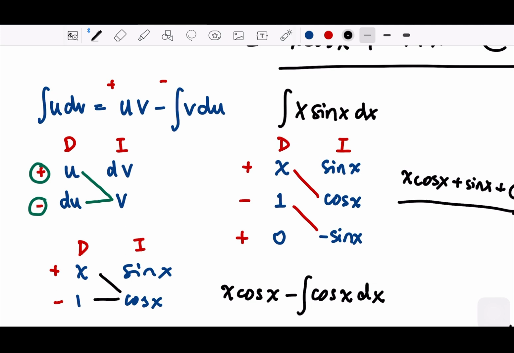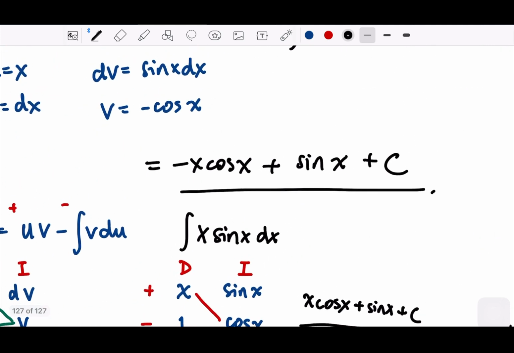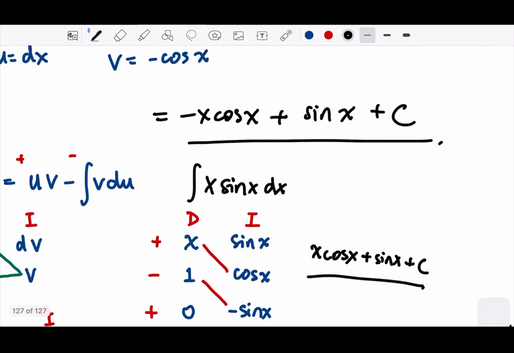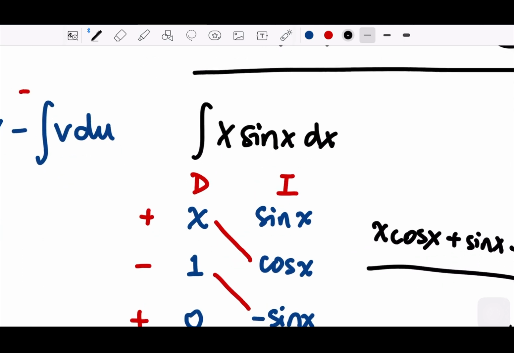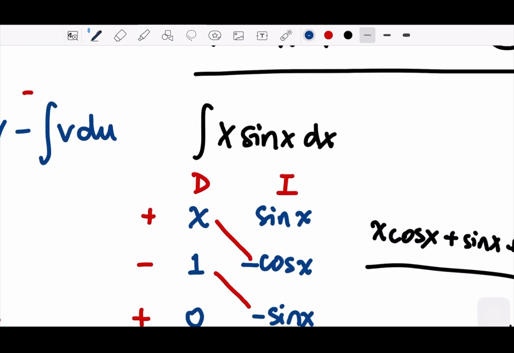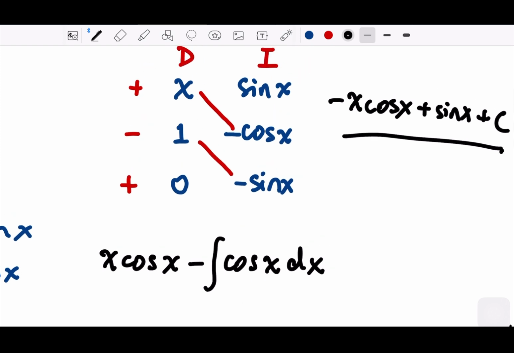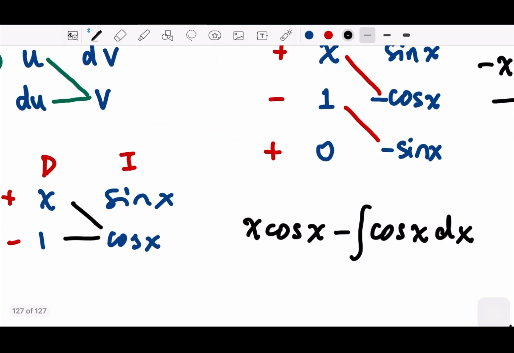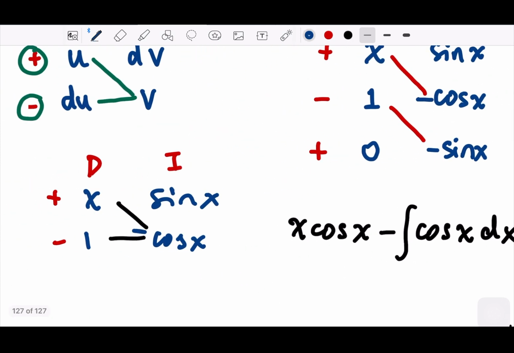Minus. Oh, this is supposed to be minus. Right. I forgot to write the integrations. Yeah, this is supposed to be minus this, and this is minus. Okay.